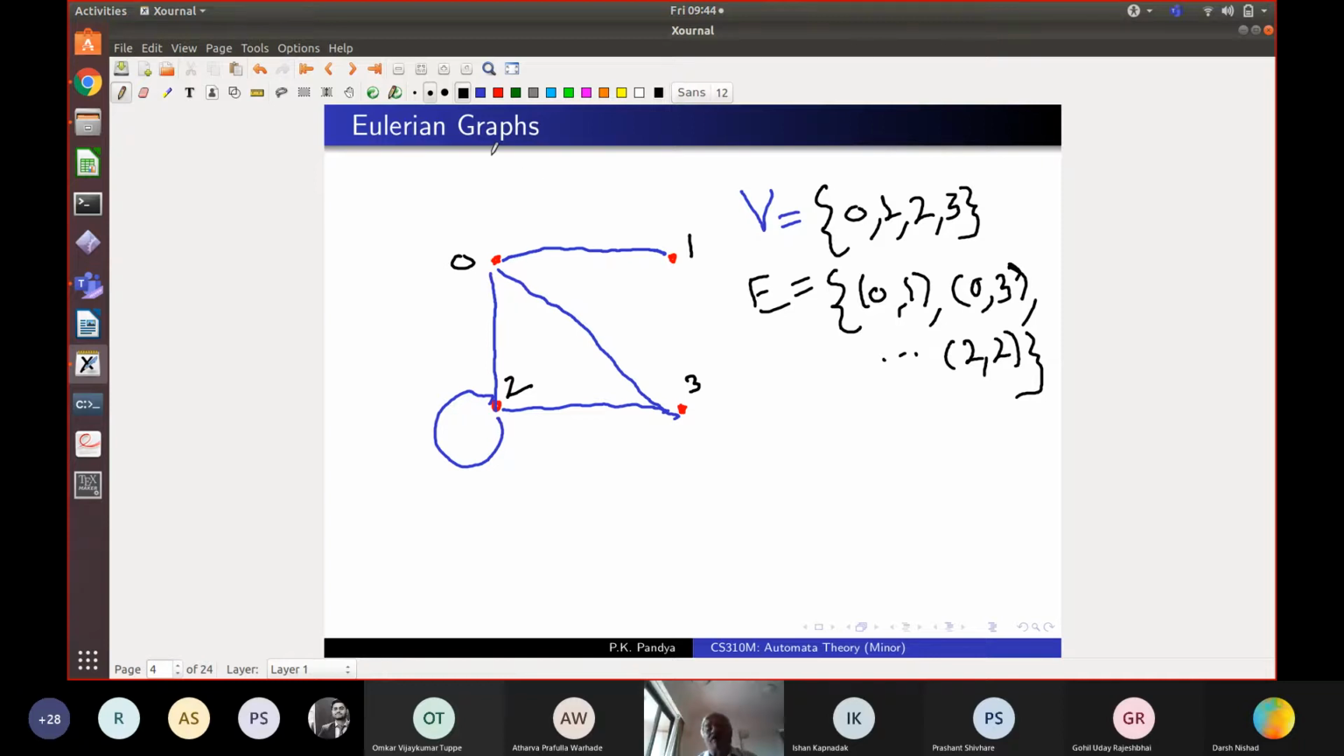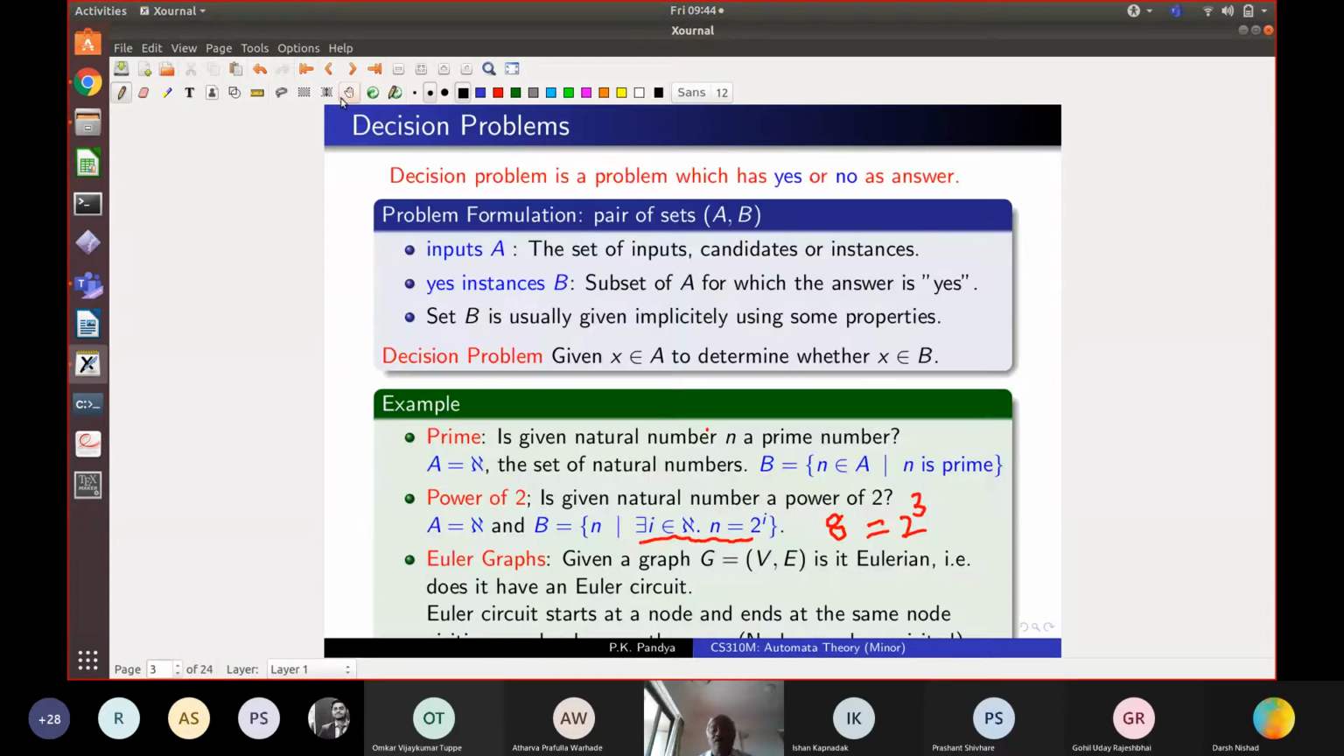Even without qualification, we will deal only with finite graphs here. I hope the notion of what is a graph is clear to you. Now, given such a graph, it is said to be Eulerian if it has an Euler circuit. What is an Euler circuit?